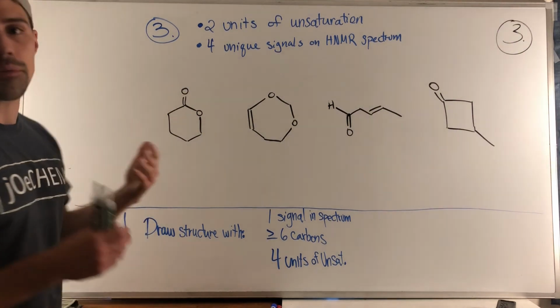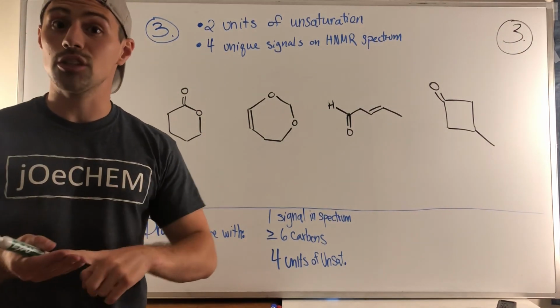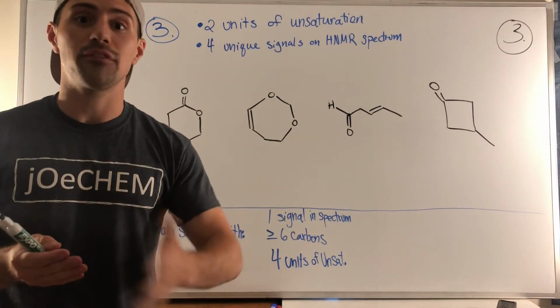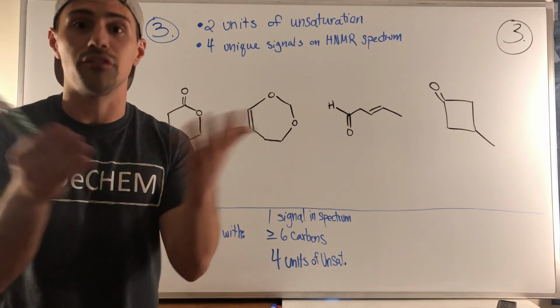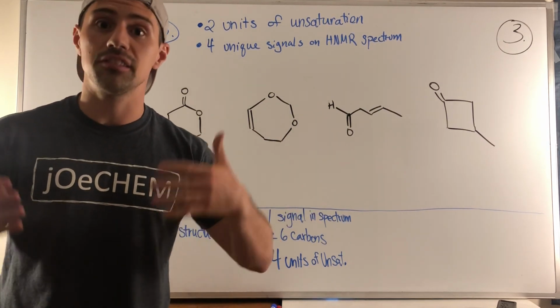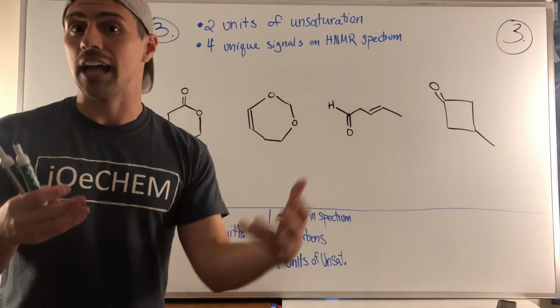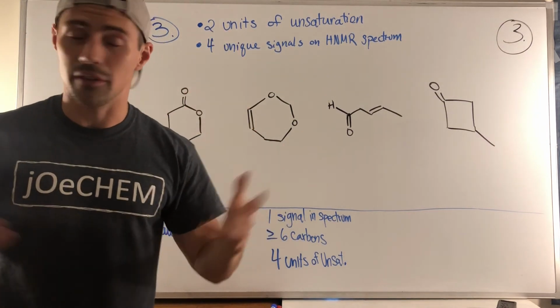Remember units of unsaturation, those are rings or double bonds, because when you add them, you have 2 fewer hydrogens. If you add 1 of whatever, you lose 2 hydrogens. It creates an unsaturation, a unit of unsaturation.